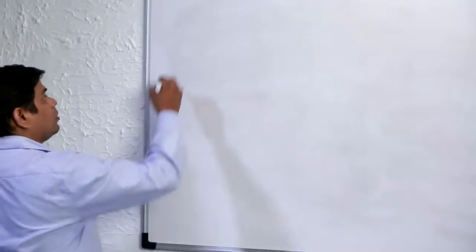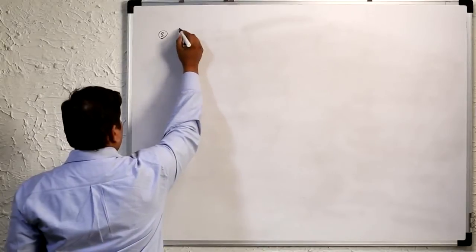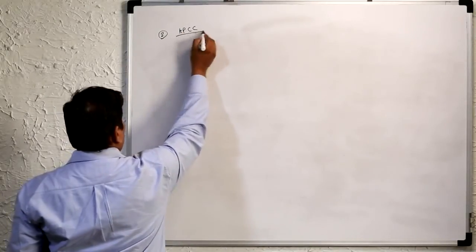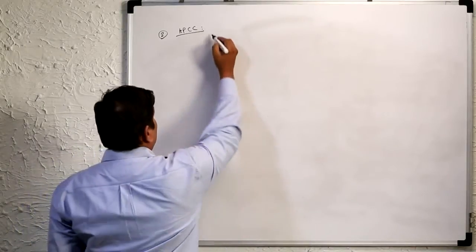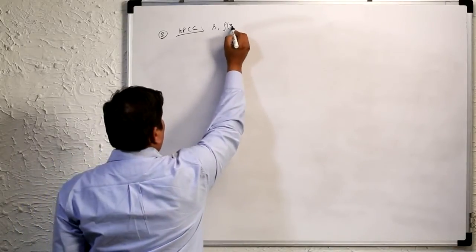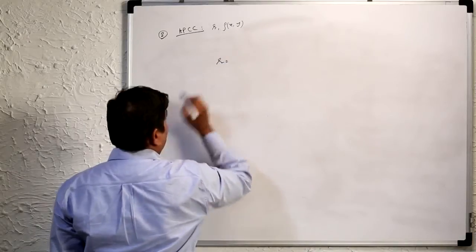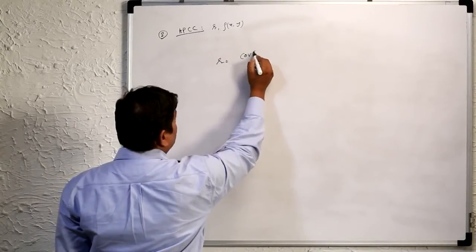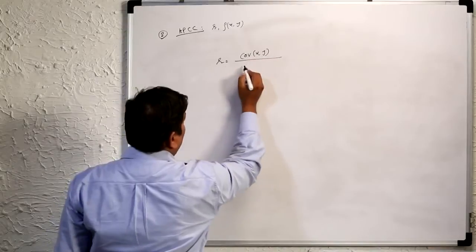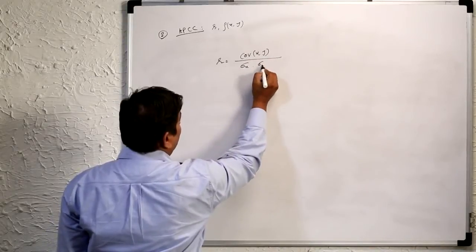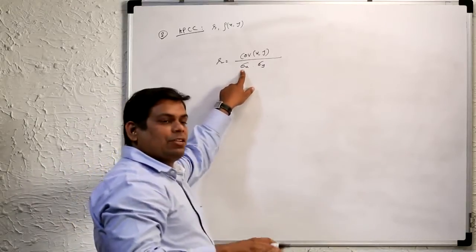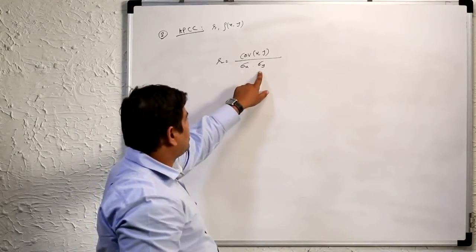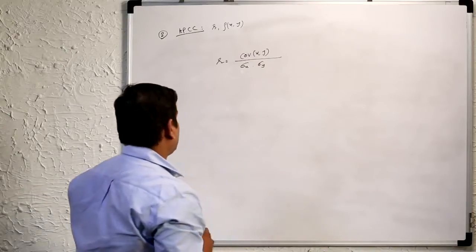Now we are going to do KPCC, that is Karl Pearson correlation coefficient. Let us see the formula first. Notation is R or rho of x comma y. R is simply covariance of x comma y divided by sigma x into sigma y. Sigma x here means standard deviation of the data of x, and sigma y means standard deviation of the data of y.